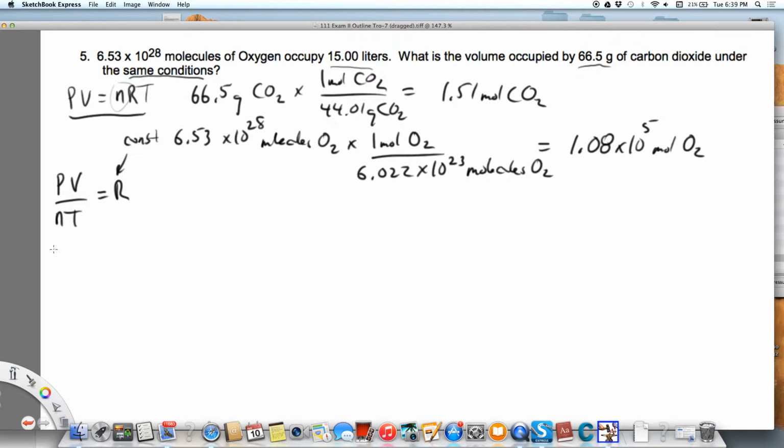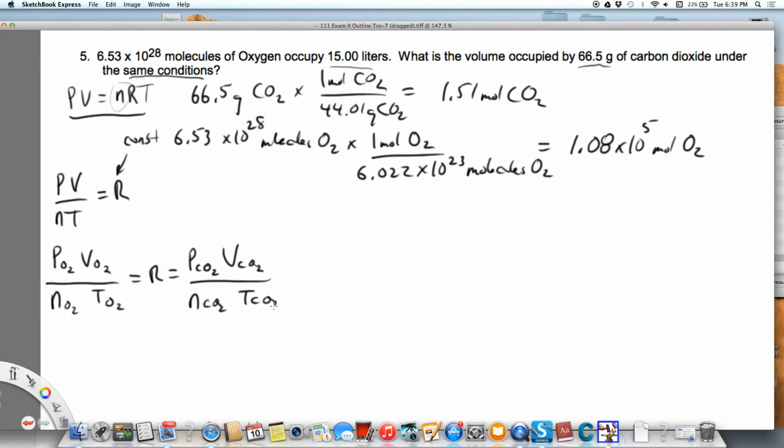So what this means is the pressure of O2 times the volume of O2 divided by the moles of O2 and by the temperature of O2, that's going to equal R, but that's also going to equal the pressure of CO2 times the volume of CO2 over the moles of CO2 and the temperature of CO2.